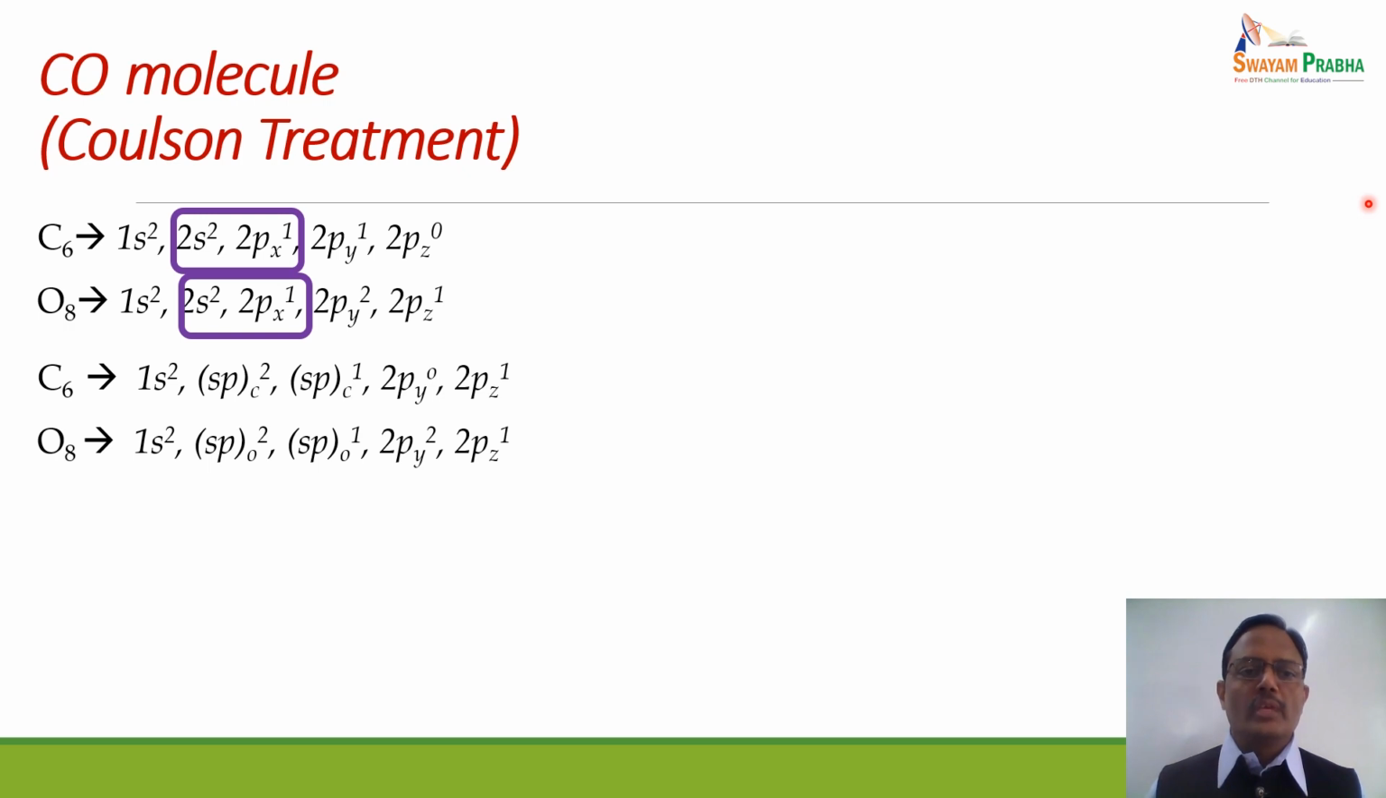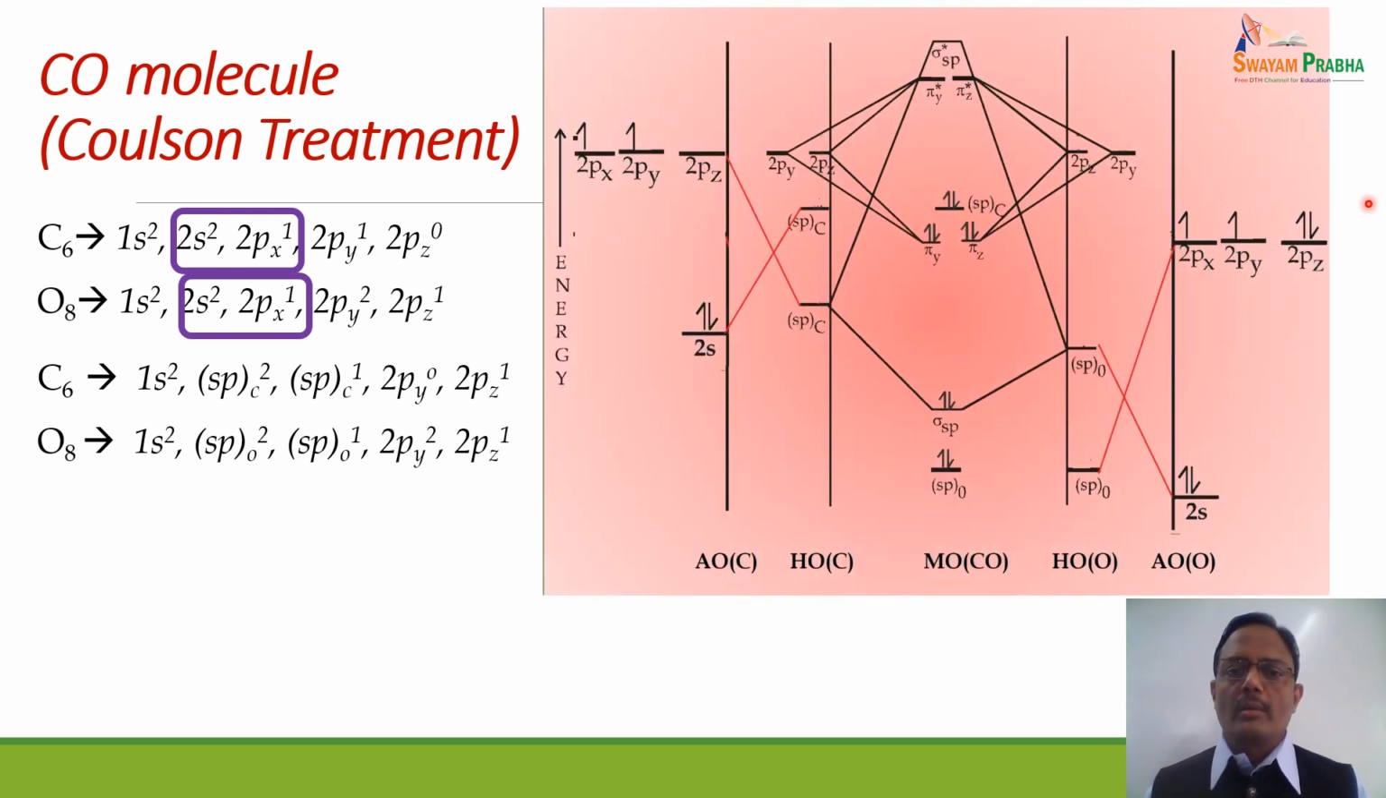Now if these orbitals or these hybrid orbitals undergo mixing to form the molecular orbital energy level diagram, it can be shown something like this. So these are the atomic orbitals of carbon, which has 2s, 2px, 2py and 2pz. These are the atomic orbitals of oxygen, which are 2s, 2px, 2py and 2pz. And now these hybrid orbitals of carbon and oxygen can be shown like this.